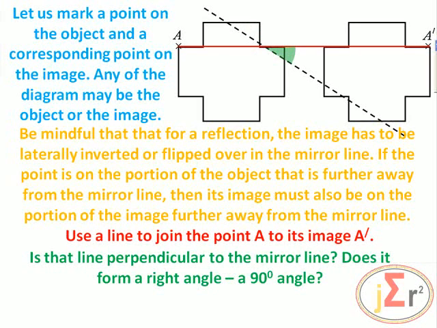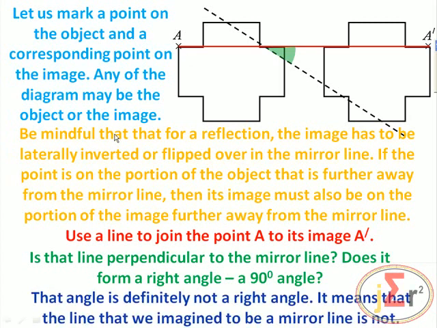So it is not perpendicular to the dotted line. So the dotted line is not a mirror line. The angle is definitely not a right angle. It means that the line that we have imagined to be a mirror line is actually not a mirror line, because the line joining a point to its image has to be perpendicular for it to be a mirror line.